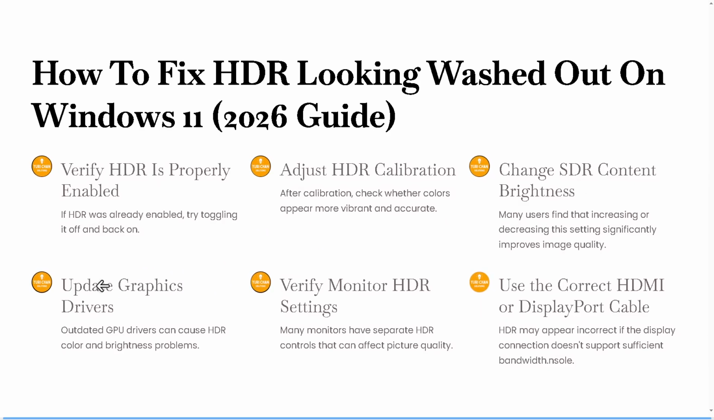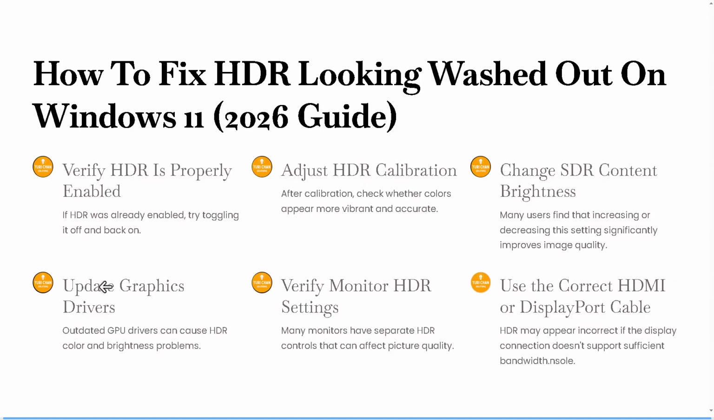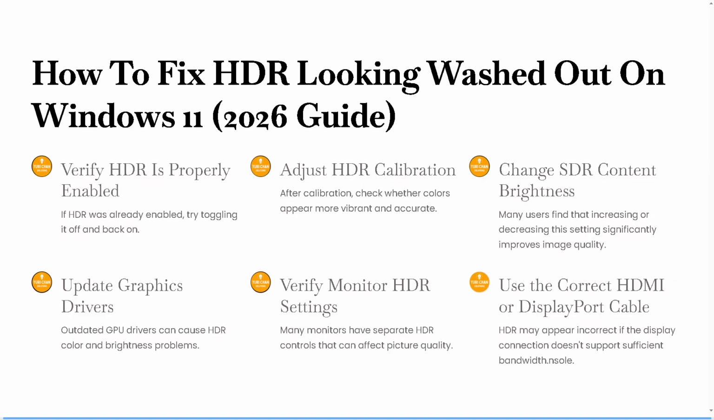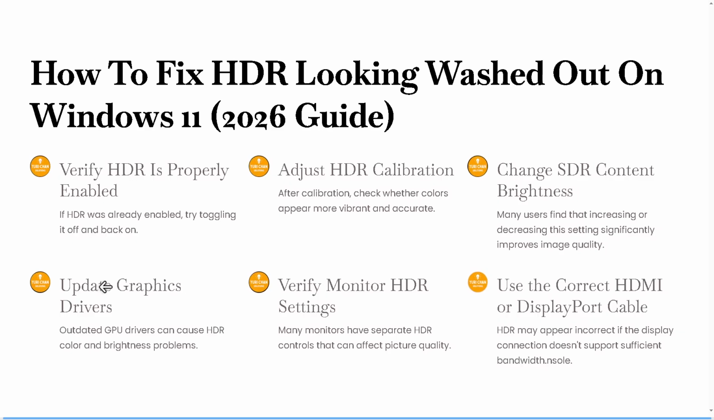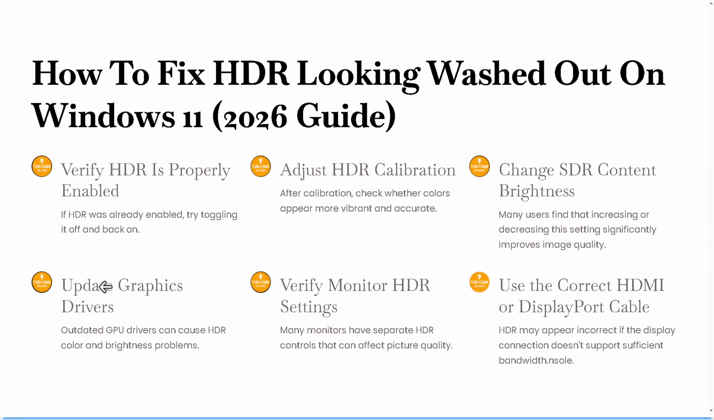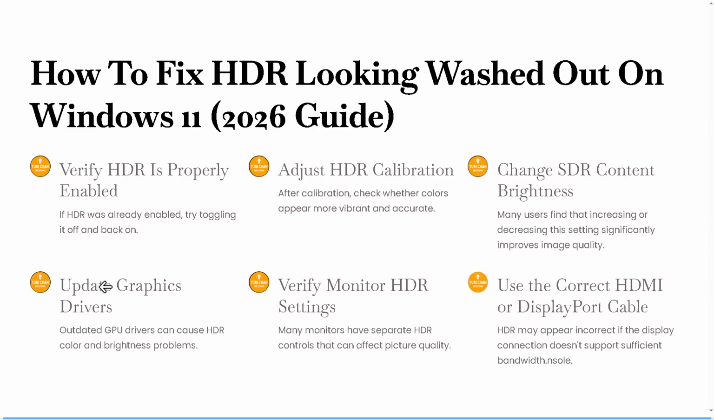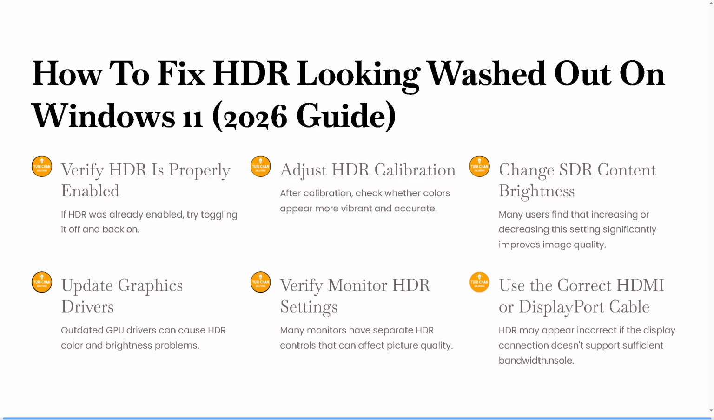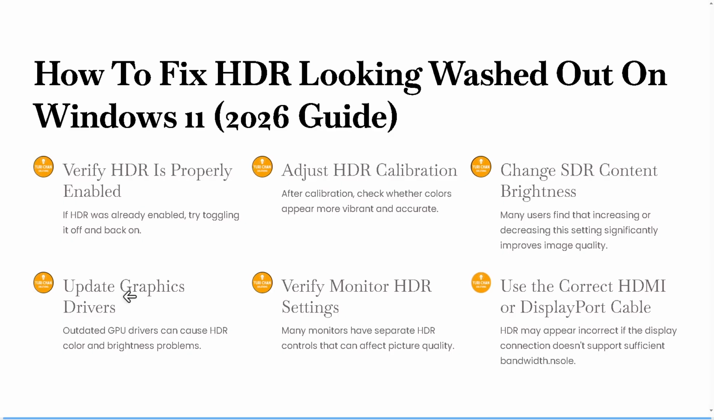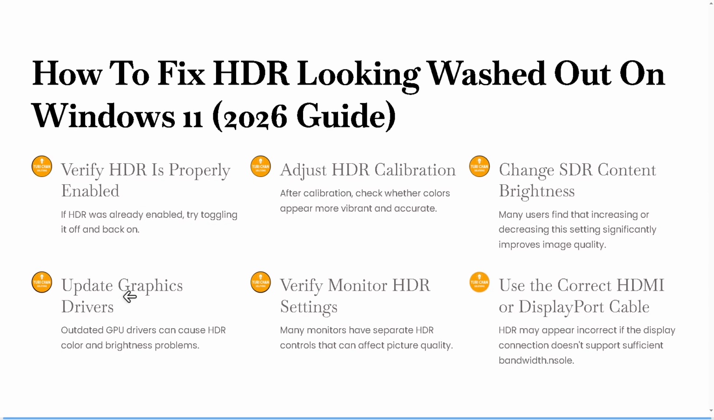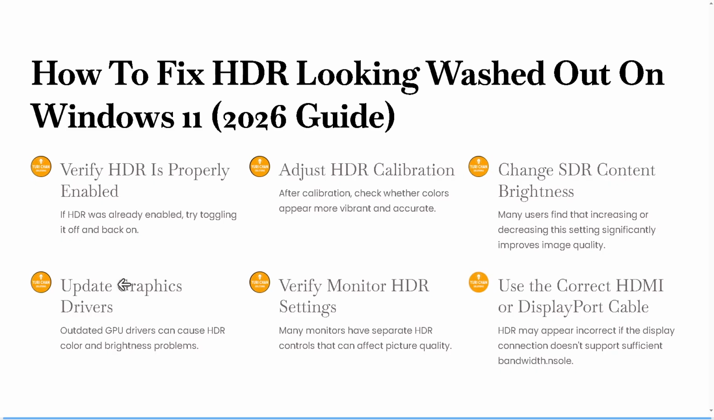After that, do not forget to update the graphics drivers. Outdated GPU drivers can cause HDR color and brightness problems. For NVIDIA, open the NVIDIA app or GeForce Experience, check for driver updates, install the latest version, and restart your computer. You can also do that if you're using AMD. Open AMD Software: Adrenaline Edition, check for updates, and install the newest driver. And for Intel, open Intel Driver and Support Assistant, update available graphics drivers, and restart your computer to see if that works.